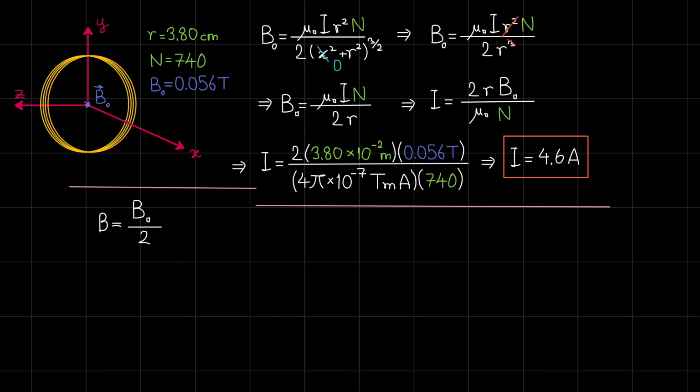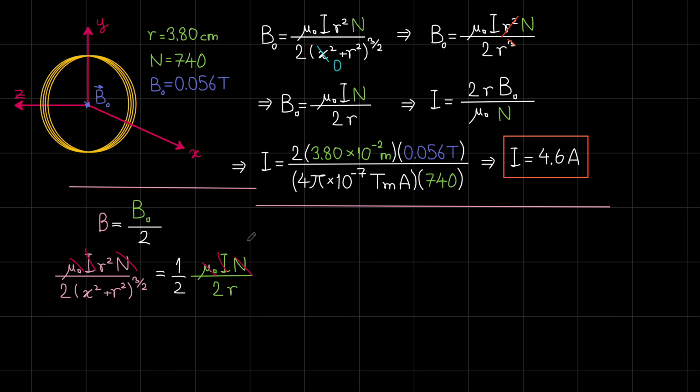So we're looking for the distance x at which the magnitude of the magnetic field is equal to B0 divided by 2. Let's reapply our formulas. On the left hand side, I substituted the general formula for B, and on the right hand side, I have 1/2 times B0 from my calculations above. We see that a lot of the variables cancel, so mu0 cancels, I cancels, capital N cancels as well.